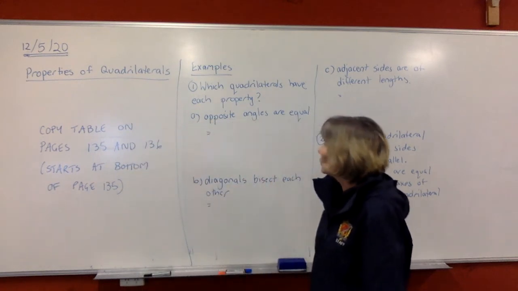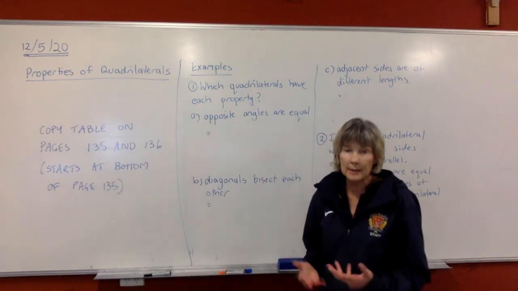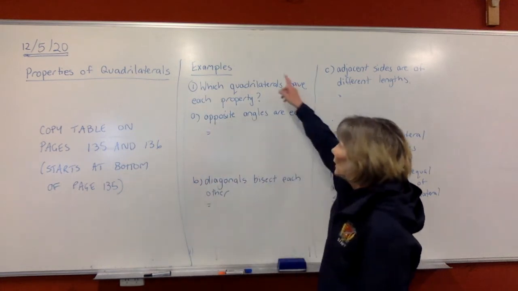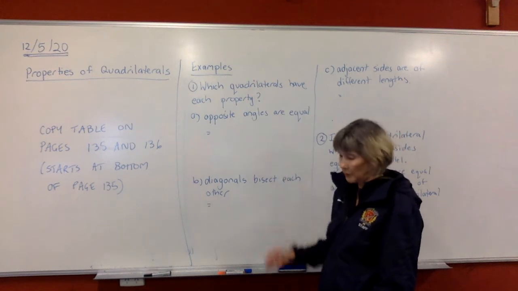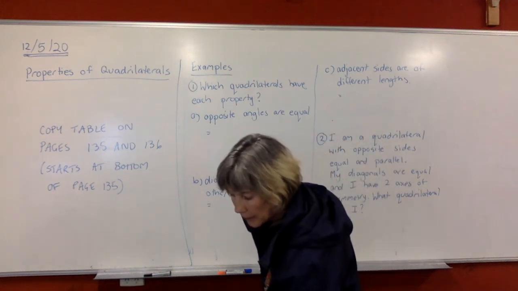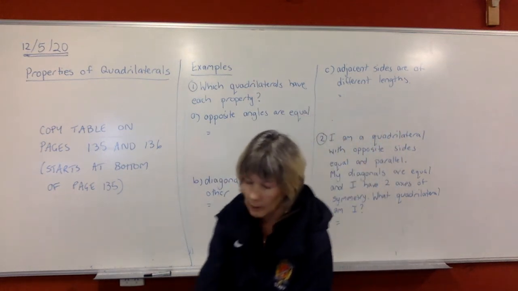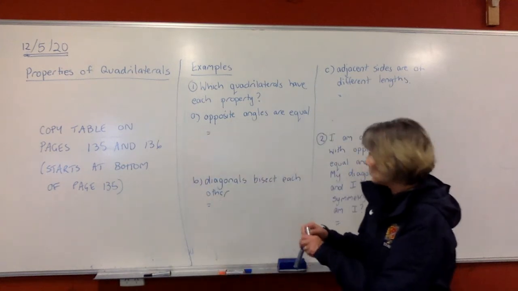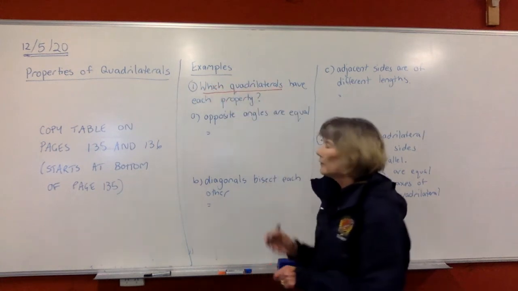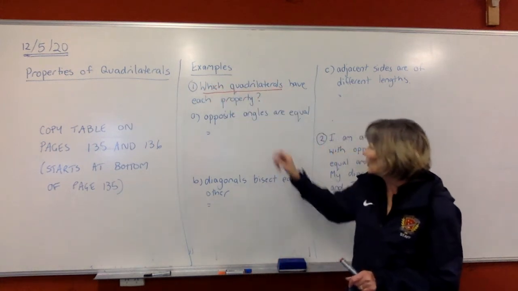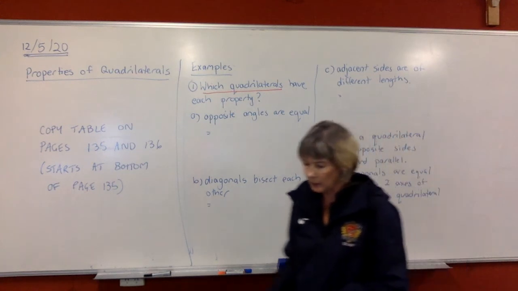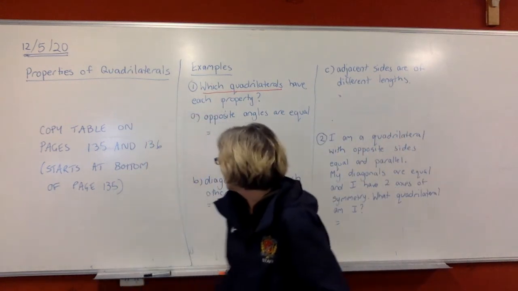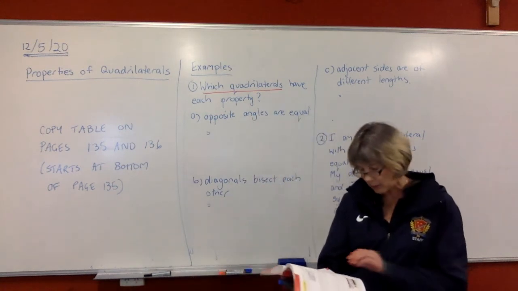Okay, we're going to do a few questions just on understanding that table. So once you've got that table completed, you're going to write down this heading examples and this question. So we're going to look through the shapes in your table as we try and answer these questions. Okay, so it says which quadrilaterals have each property? So we're looking at this one first. Opposite angles are equal. So we're going to look through all the shapes in your table one by one. So we want to see which shapes have opposite angles equal.